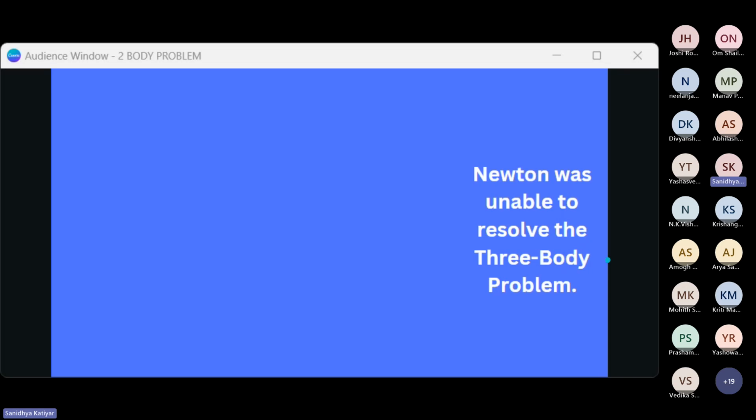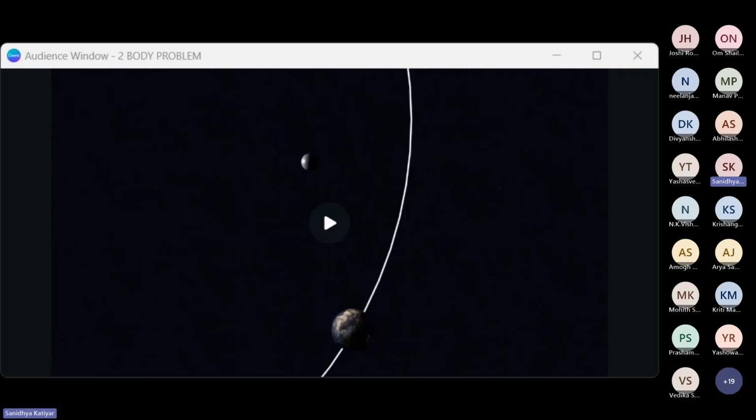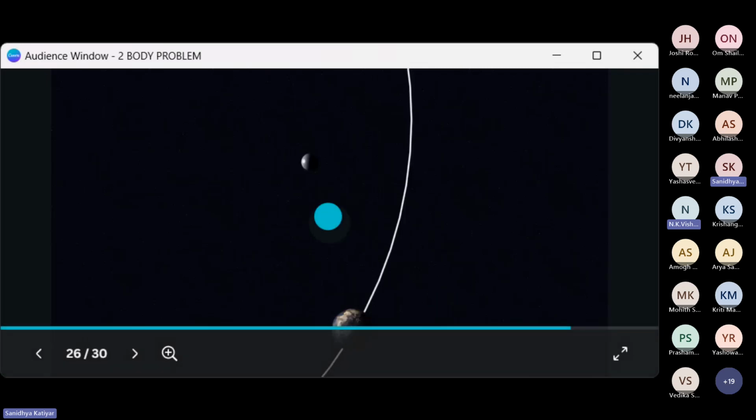A rotating coordinate system. This rotates. I hope it's audible, Anand, now. I think the screen is stuck again. Now it's back.